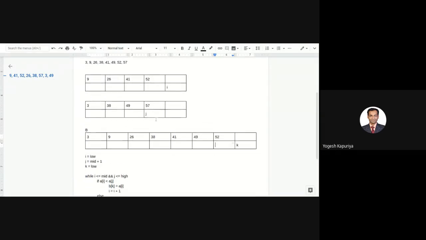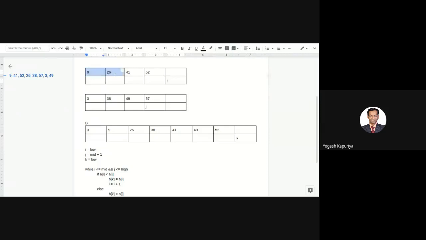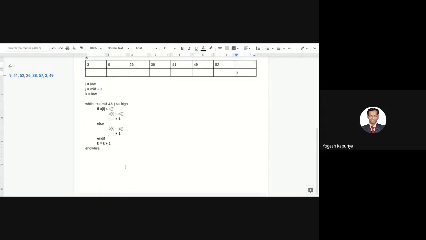So now what happens? i, that means the first part, has done its task, but there are still some elements in the second part which are to be copied into this array, that is B. So what is remaining now? While j is less than or equal to high, B of k is equal to A of j, j equals j plus 1, and at the same time k equals k plus 1.